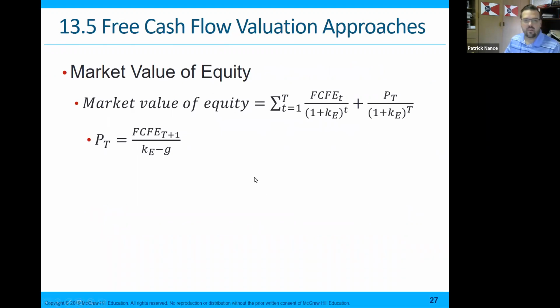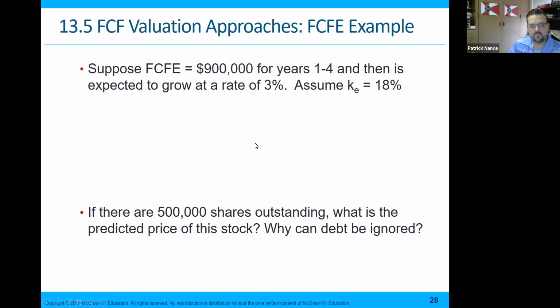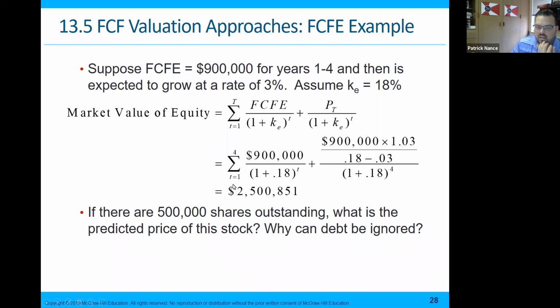Okay, market value of equity. Again, we've got our free cash flow to equity over 1 plus KE for earnings, and then my PT, again my free cash flow here, T plus 1, over KE minus G. There's the market value of my equity. So again, for free cash flow for equity rather than free cash flow for firm, if we had $900,000 for years 1 through 4, and then expected to grow at a rate of 3%, assume that the KE is 18%. That gives me a $2.5 million market value of equity.